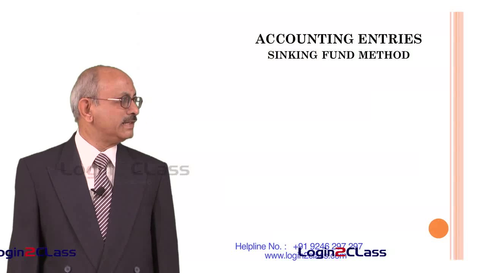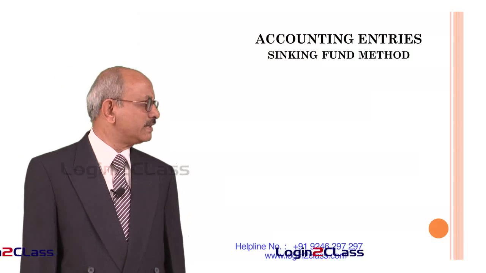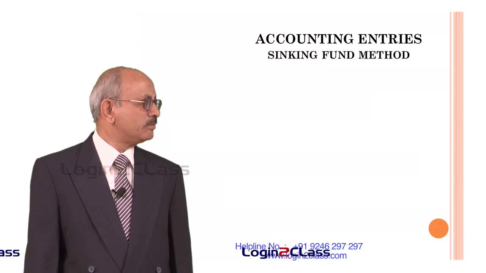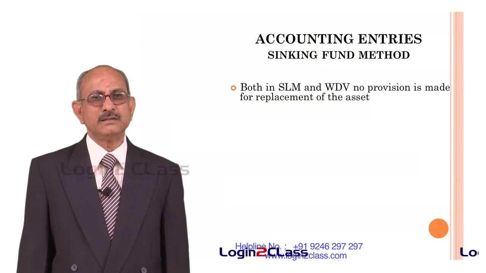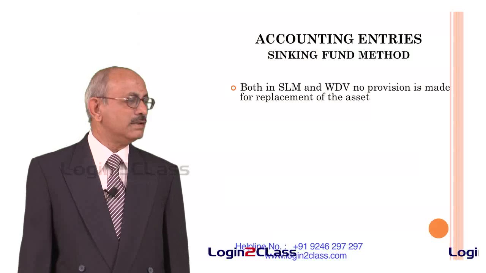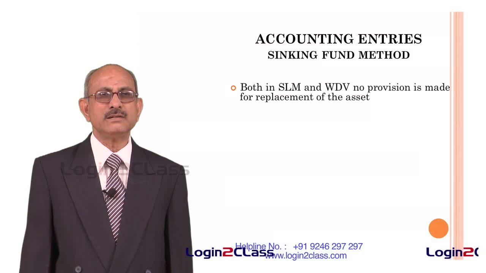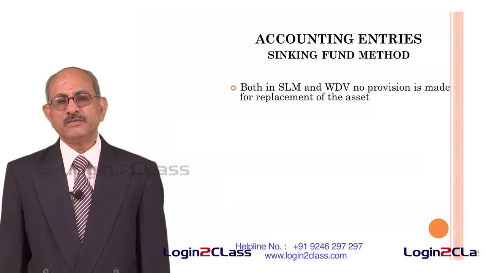And in the case of a sinking fund method, also we are required to pass different entries. So first let us understand what is the meaning of sinking fund method, then we will go to the entries to be passed in respect of sinking fund method account. As we have seen in the case of SLM and WDV method, there is no provision made for replacement of the asset. That means this money is not kept separately. It is treated as part of the overall profit and loss account.